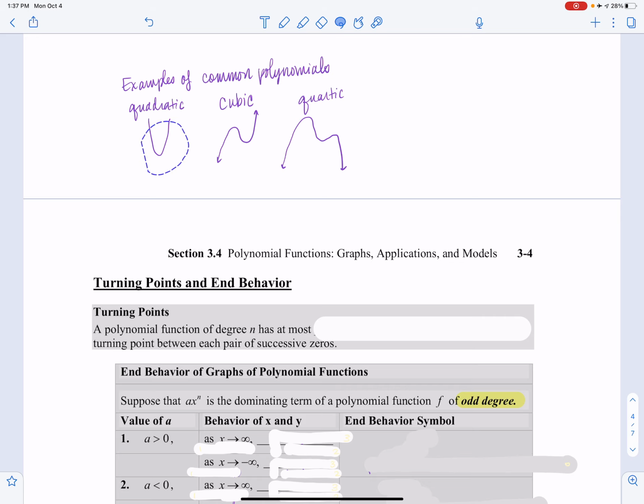This guy only turns around once. This guy turns around twice. This guy turns around 3 times. So what's the pattern then? The pattern is that the number of turning points on my graph is always going to be 1 less than the degree. 1 less than the degree.